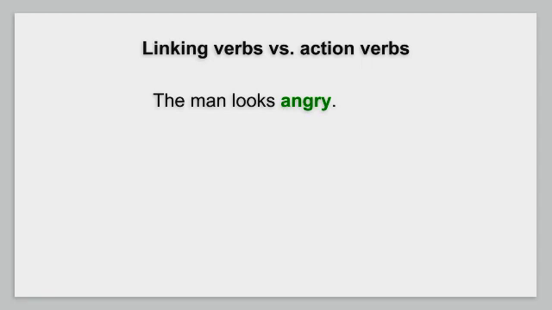Now look at this sentence. The man looked at me angrily. The adverb describes the action of the verb. Look at has the same meaning as regard or watch.